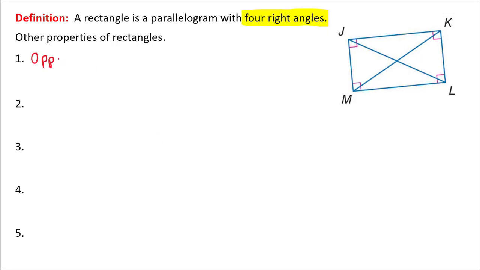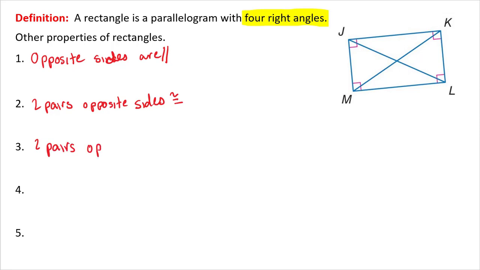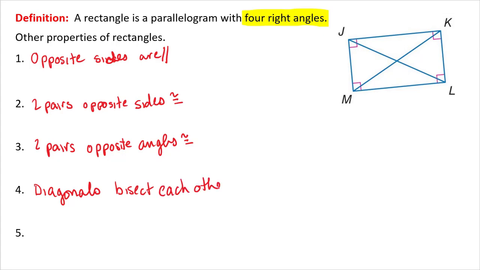So my opposite sides are parallel. So both pairs, 2 pairs of opposite sides are congruent. 2 pairs of opposite angles are congruent. Diagonals bisect each other. And then I'm trying to think of the last one, consecutive angles are supplementary.